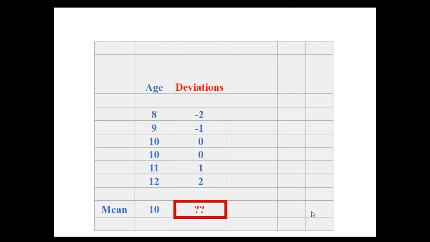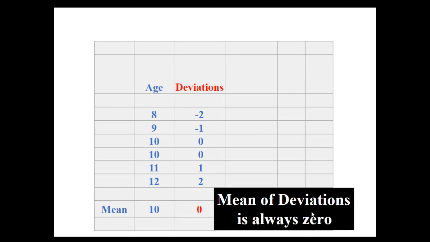Okay. The mean is 0 because the mean of the deviations is always 0. That's a great way to check your work. If you say, did I do those deviations right? You just add them up and they should come to 0. If they don't, that's an indication you didn't do them right.